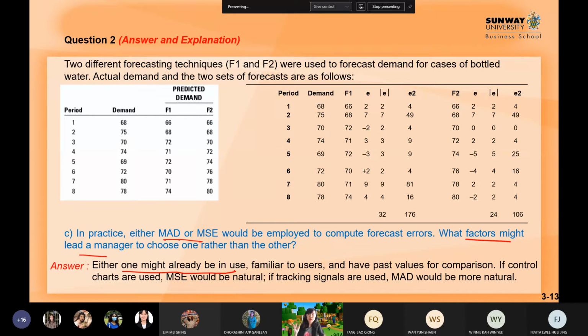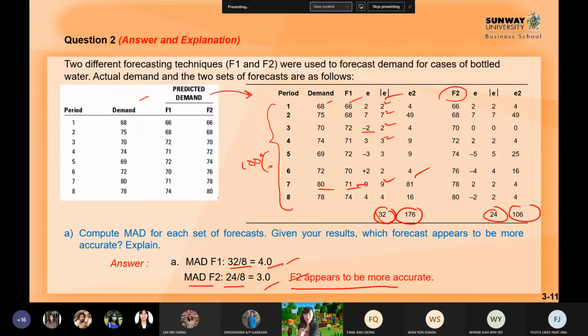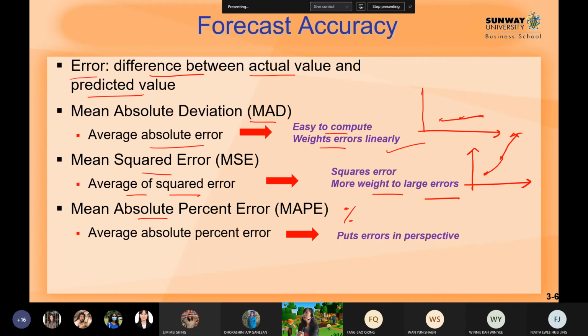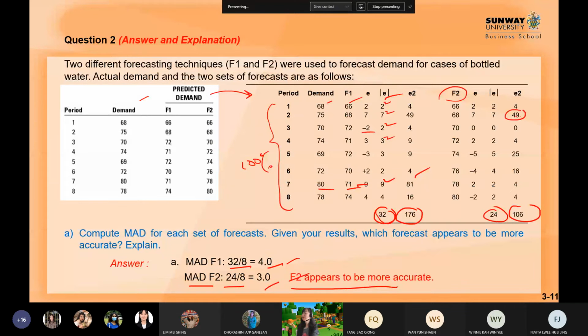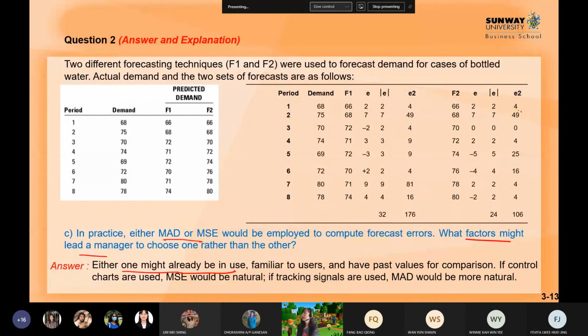Just that one is more natural. MAD is just 3 and 4. Very small. That's why I told you this one is small and more natural. But when you square it, your numbers shoot up. You see, the numbers shoot up. Then the error is small. Both can be used. It's just how you want to present your data.